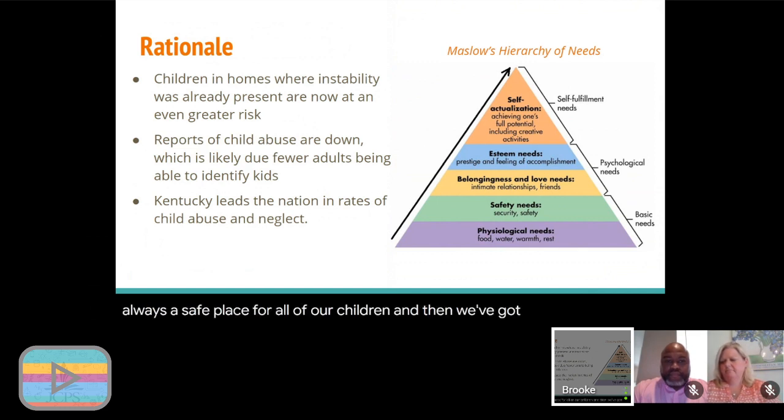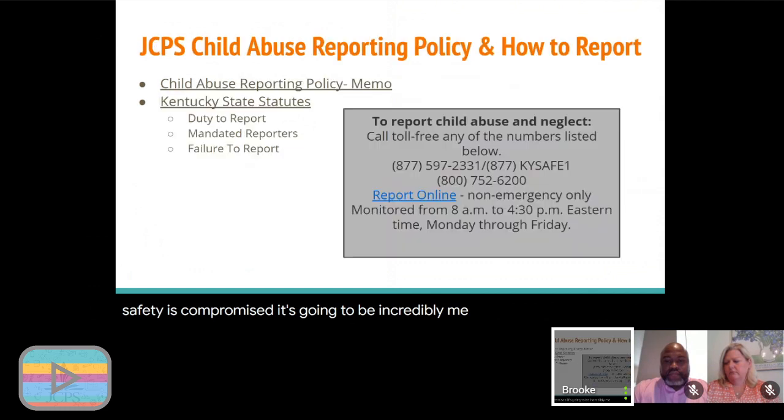And then we've got Maslow's hierarchy of needs there. The majority of us have seen this, and it's just to give a matter of perspective that if kids' basic needs aren't met or if their safety is compromised, it's going to be incredibly challenging for them to be engaged in learning. All right, and then I'm going to turn it over to Crystal.